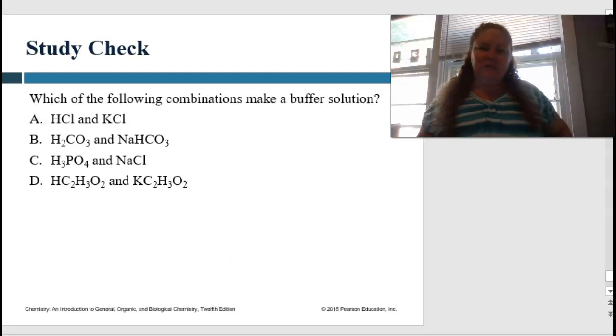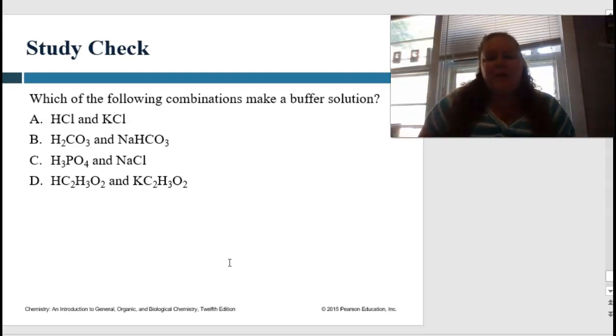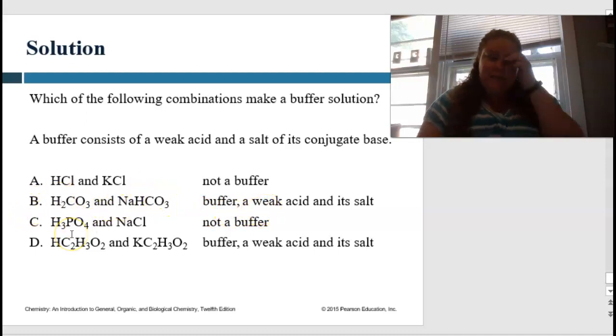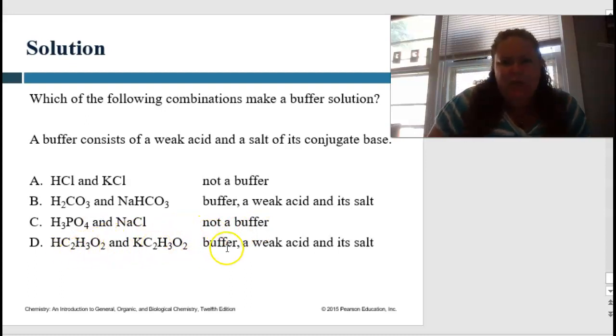So let's try to apply this. Which of the following combinations make a good buffer solution? So pause me and come back. All right, so remember that a buffer consists of a weak acid and a salt of its conjugate base. So answer A, HCl and KCl, is not a buffer. B is a buffer with a weak acid and its salt. C is not a buffer, okay, whereas D is a buffer because it has its weak acid and its salt.